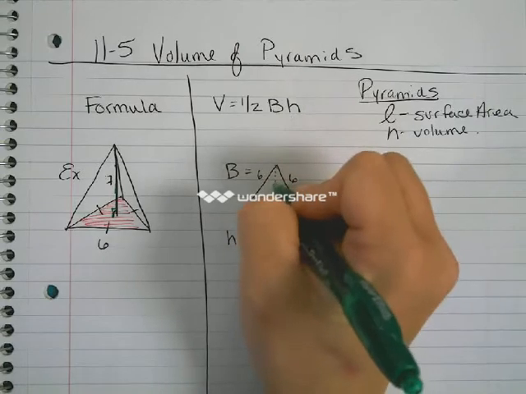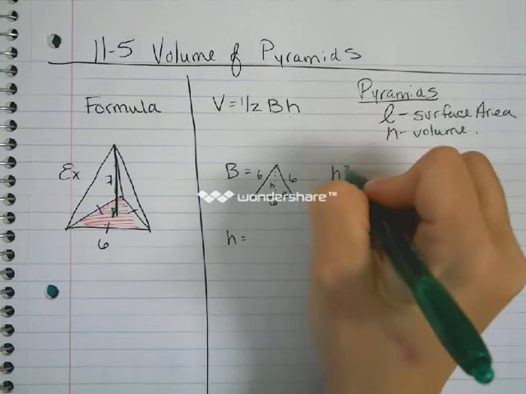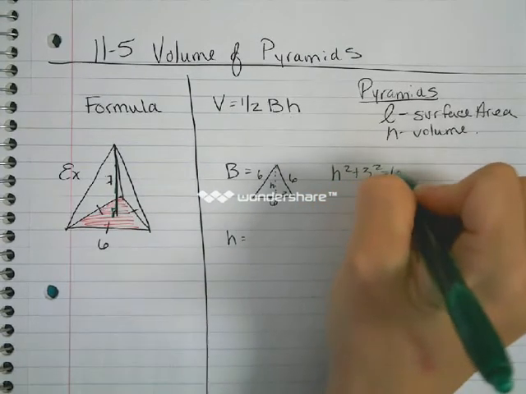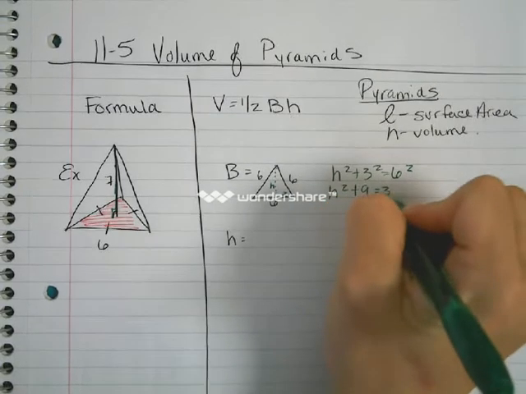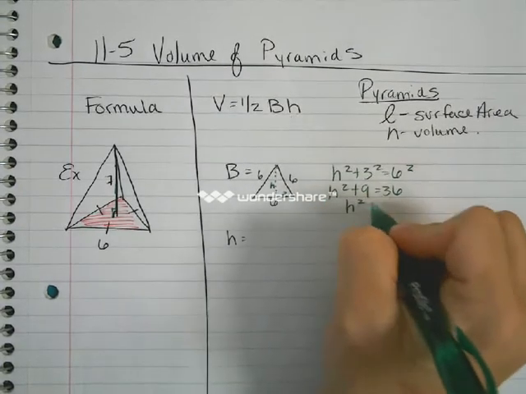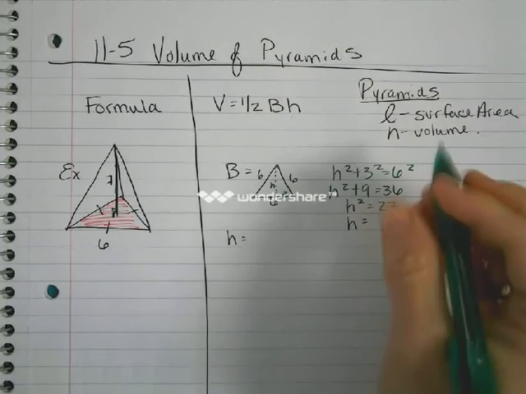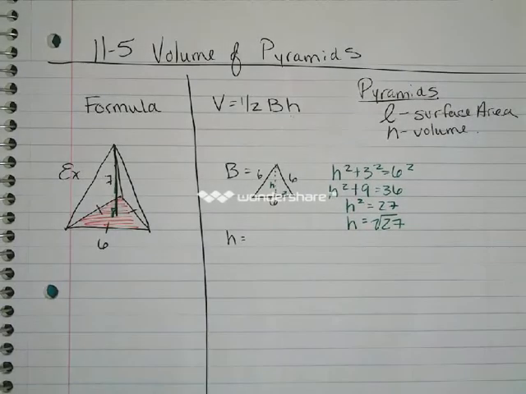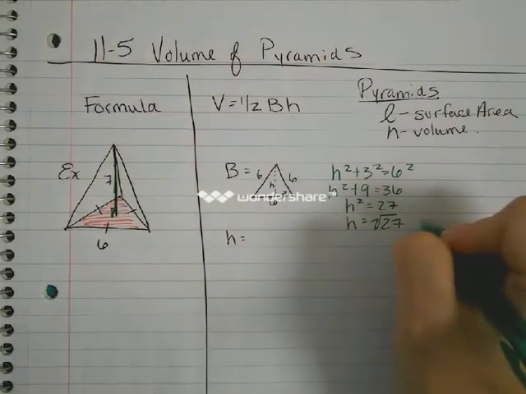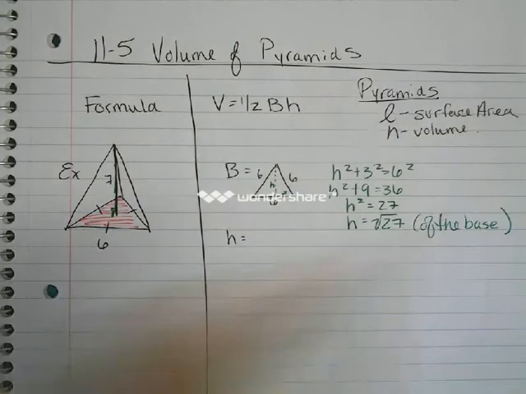Okay, so this is h squared plus 3 squared equals 6 squared. So it's h squared plus 9 equals 36. Subtract the 9 over, you get 27. Take the square root. So you get square root of 27. Now, here's where it gets a little complicated. This is the height of the base. It is not the height of the pyramid. It's just the height of the base.